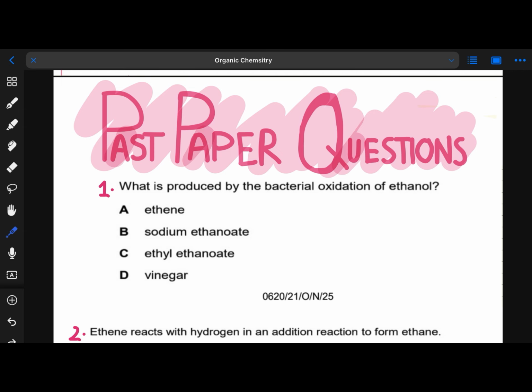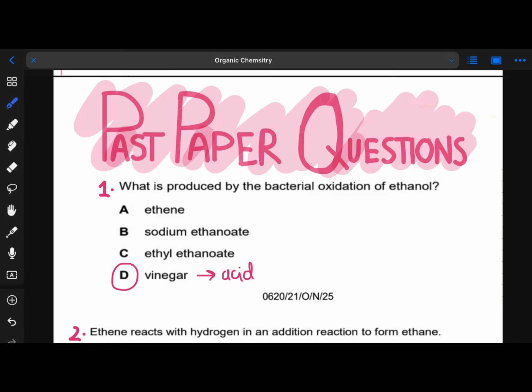Now, during the process of oxidation, the alcohol reacts with atmospheric oxygen to form carboxylic acid and water. And when ethanol is oxidized, the product is ethanoic acid and water. According to the important exam tip that I told in my previous video, the food name for ethanoic acid is vinegar. Vinegar is ethanoic acid, and therefore our correct answer here is D.